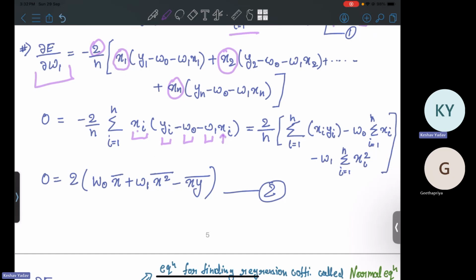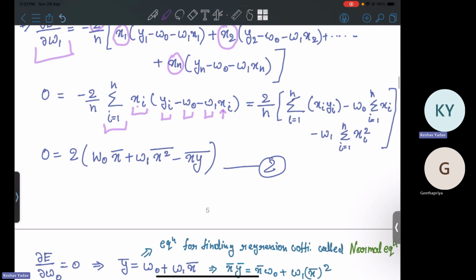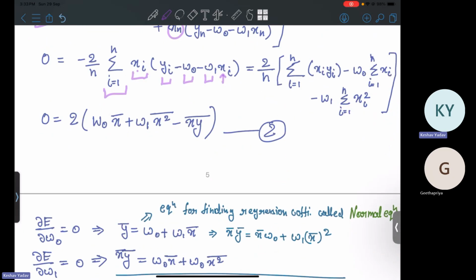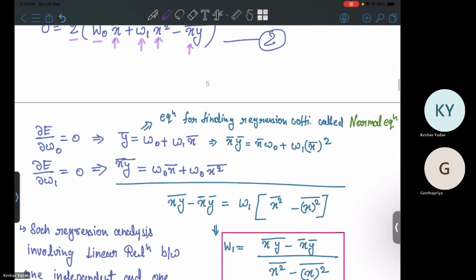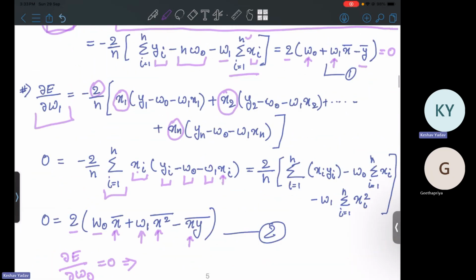Okay. Now what we'll do? We will directly multiply xi in the bracket and take summation of individual terms. If you do that, what you will find? You will find 2 multiplied by (w0 x bar plus w1 x square bar minus xy bar). So what have we got? Once we have done del E upon del w0 equal to 0, that leads to this term.